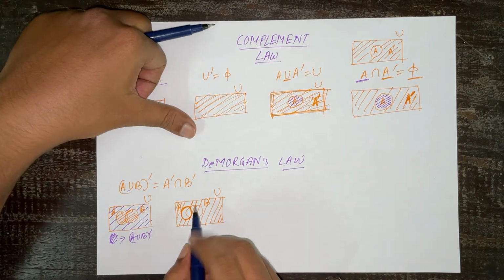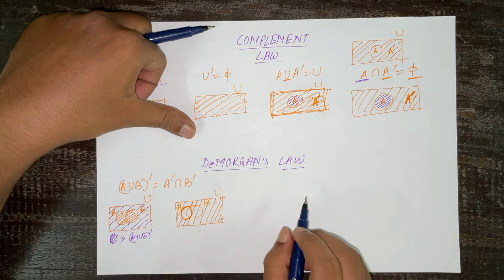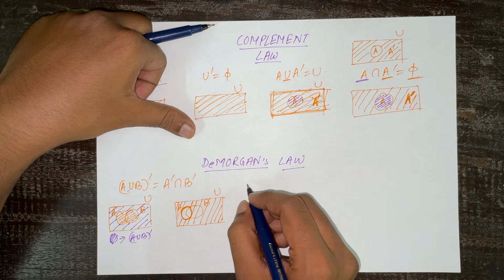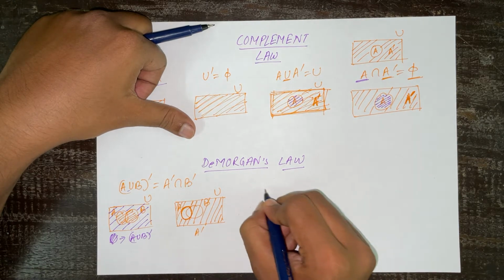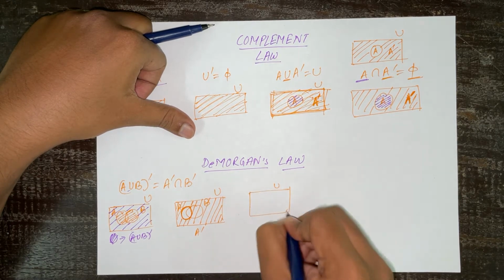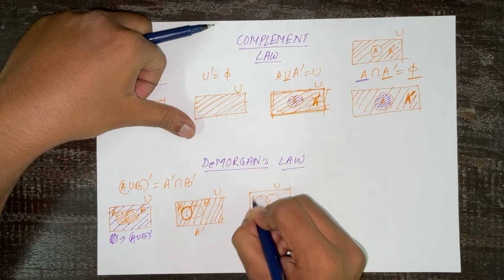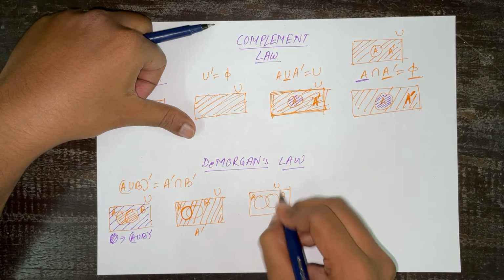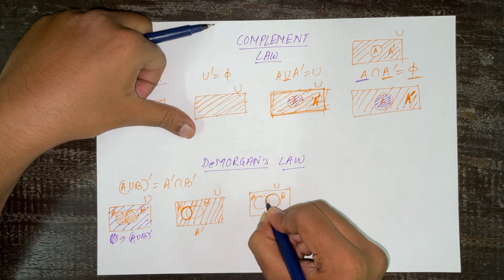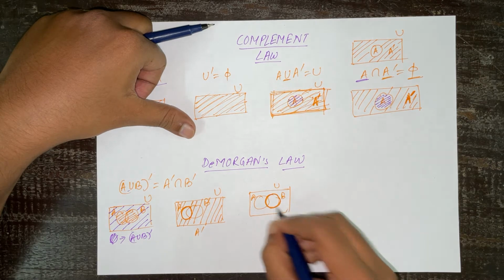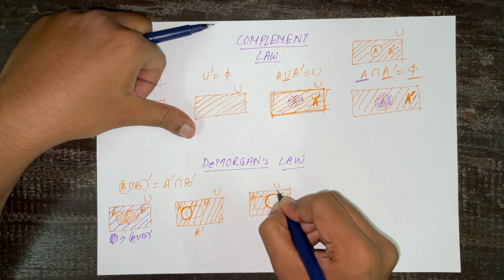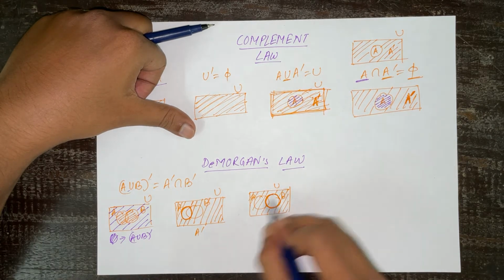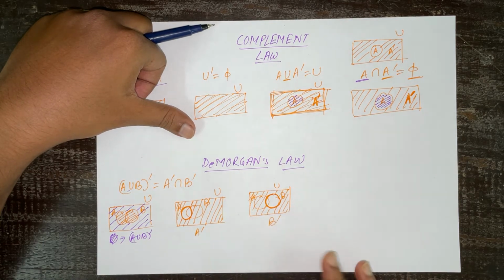Okay. This is our A. Other than A, everything else is A complement. Now, what is B complement? If this is our A, this is our B. B complement means other than the B, everything else. So this is our region, which is B complement shaded region.